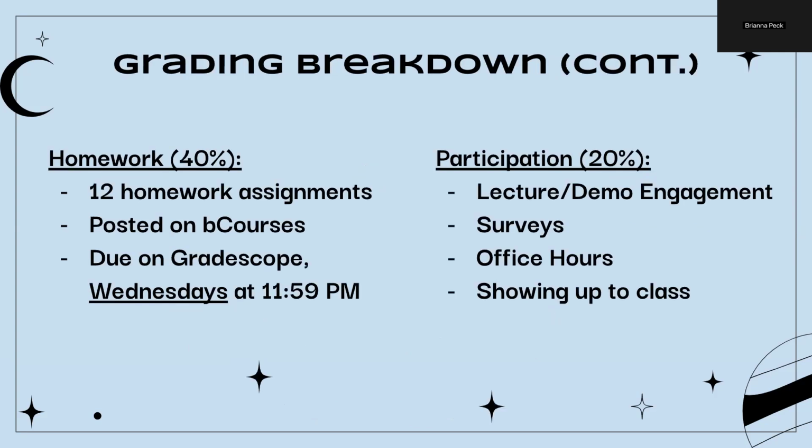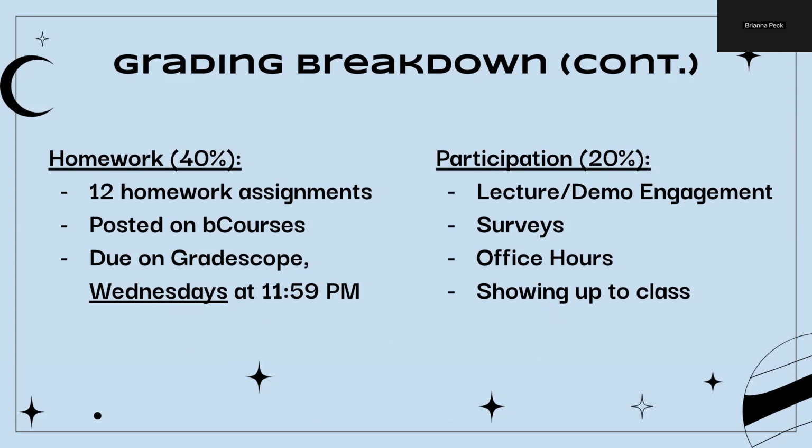Okay. Grading breakdown. Like I said, homework's worth 40%. You will have 12 homework assignments. They're all posted on bCourses. They're due on Gradescope on Wednesdays at 11:59 p.m. But then again, you still have 2 more weeks. We don't want it to pile up, so just make sure you're staying on top of stuff.